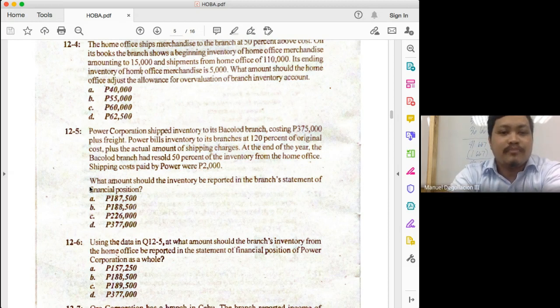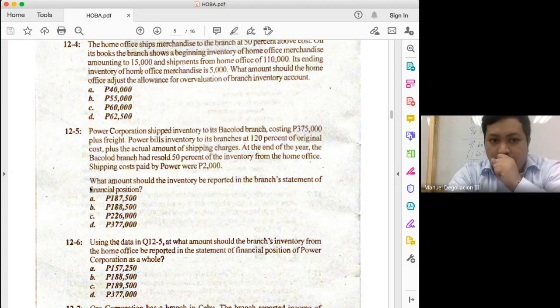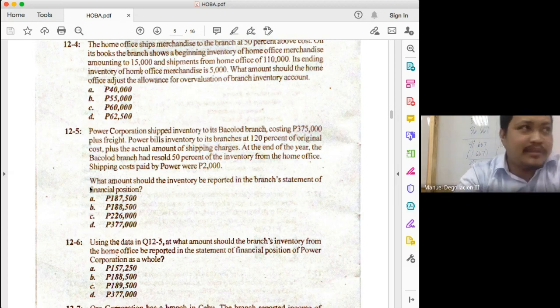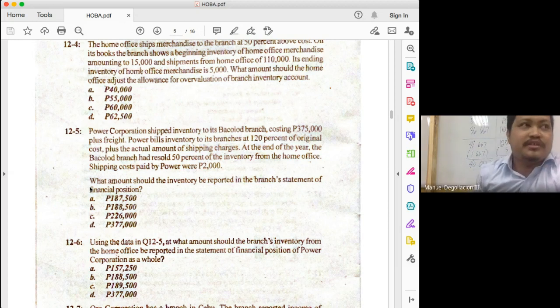Okay? What if it says 40% was sold? That means 60% was not sold. And which one will we be using to determine the ending inventory? It should be the portion or the percentage unsold. So if 40% was sold, then we would be using 60%. So please take note, if this comes out in the exam, I will just be changing the percentage sold, class.